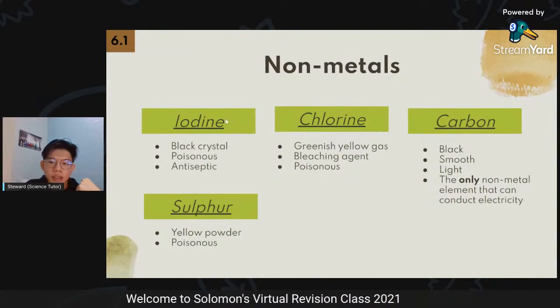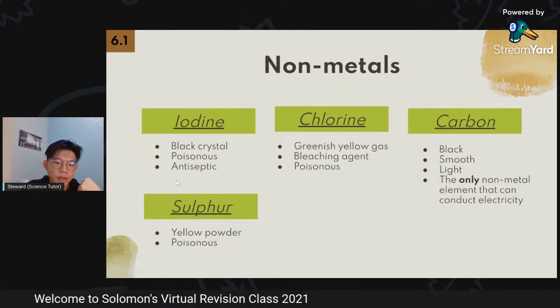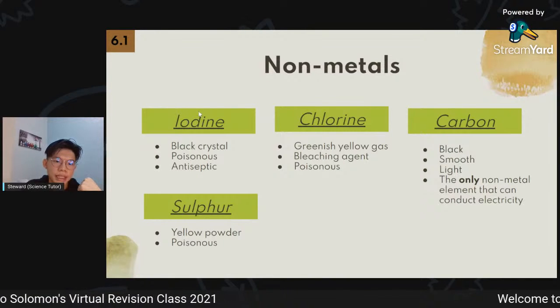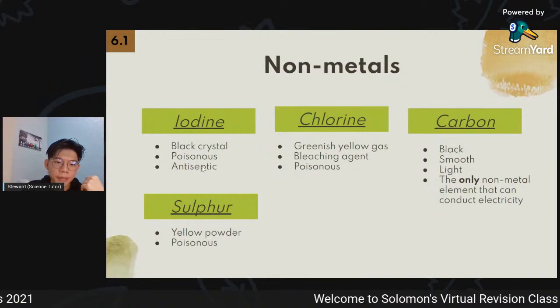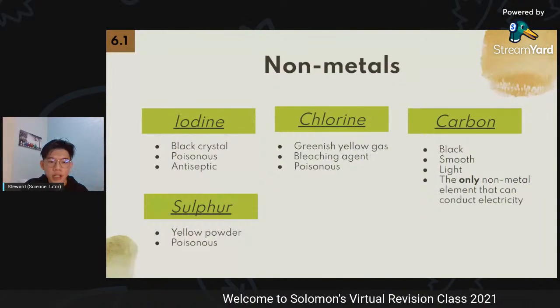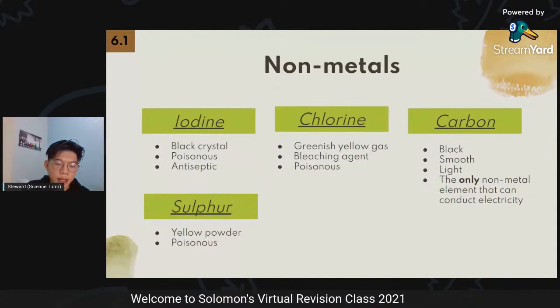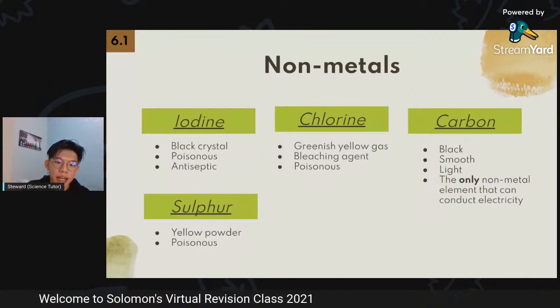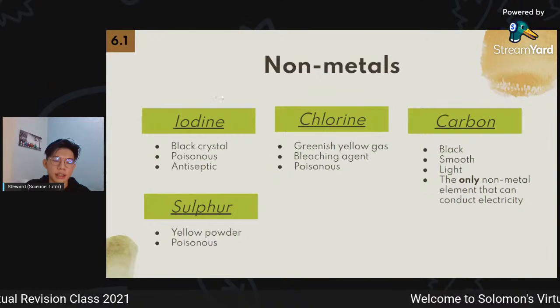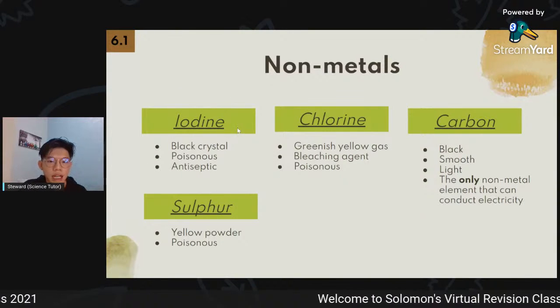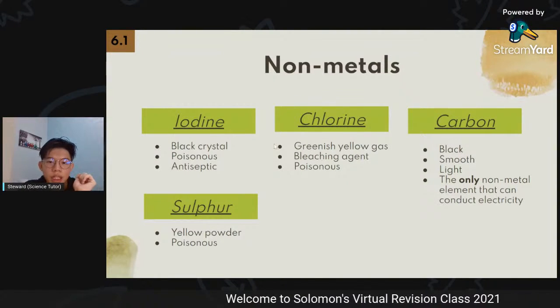We've got non-metals here: iodine, chlorine, carbon, and sulfur. Okay, iodine is a black crystal, poisonous and antiseptic. For example, when we fell down, kan ada darah kan. Lepas tu kita akan letak sapu ni, iodine, dekat kita punya scar ni. Okay. Lepas tu kita ada chlorine.